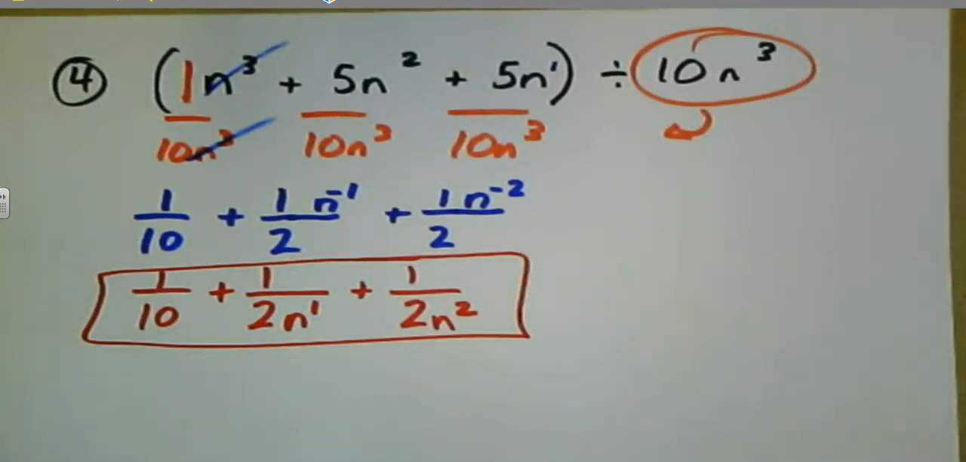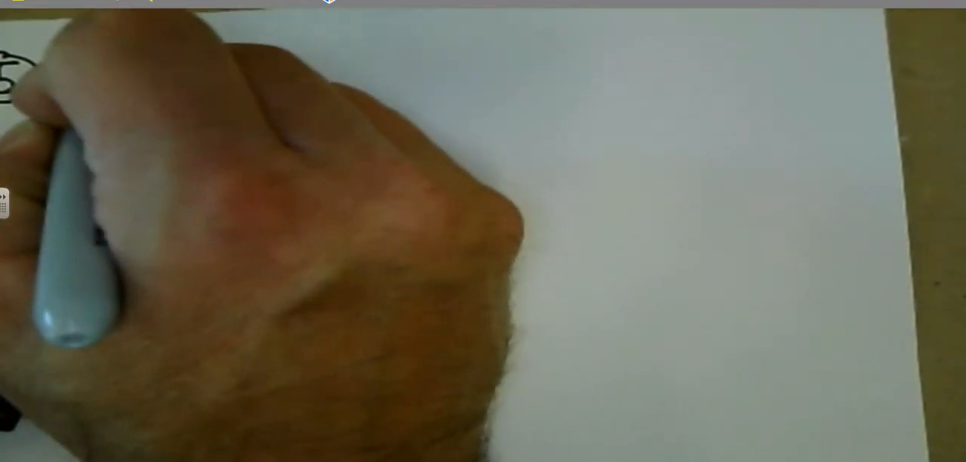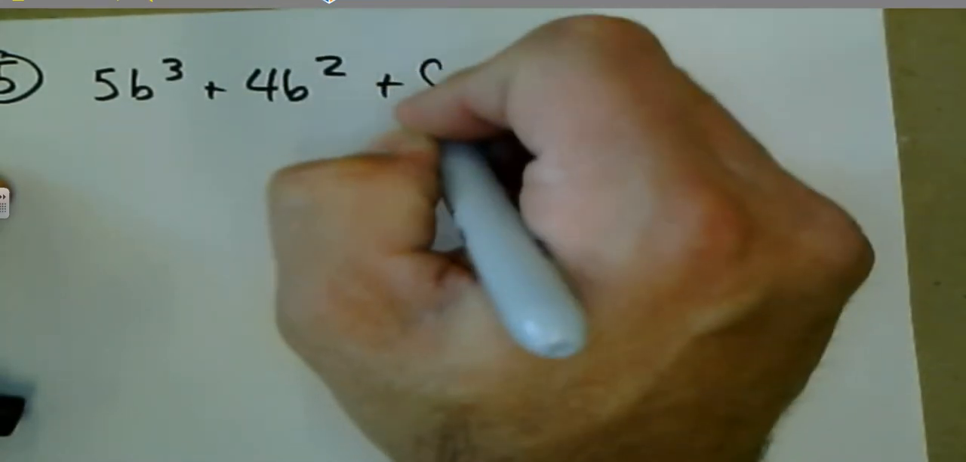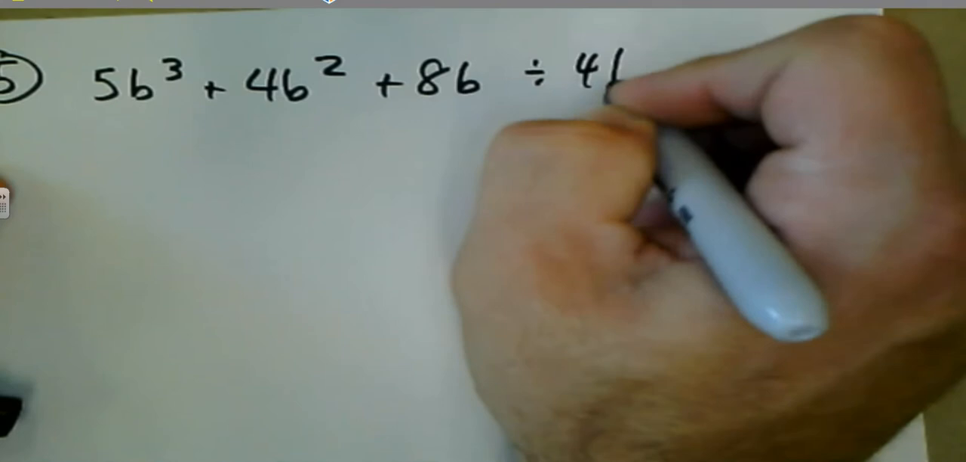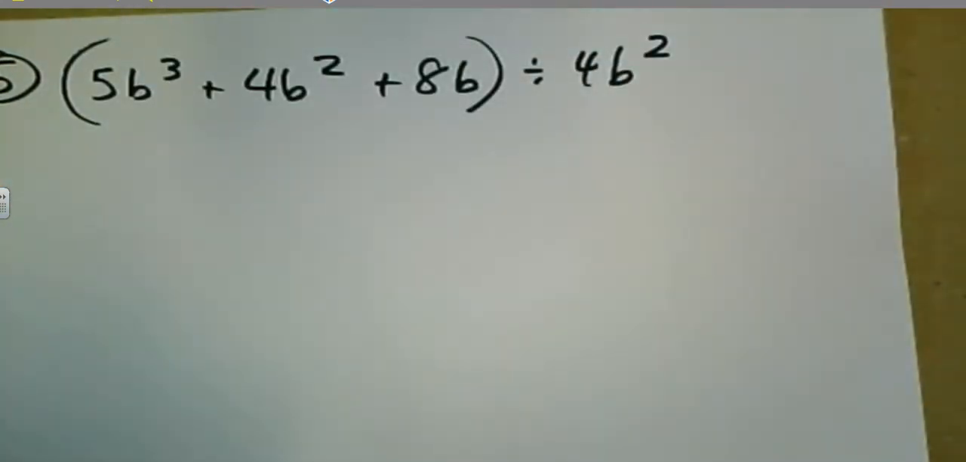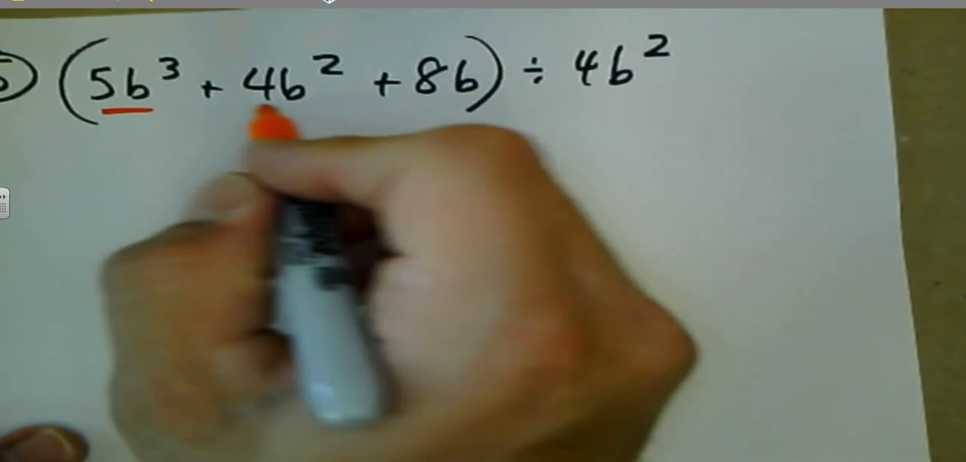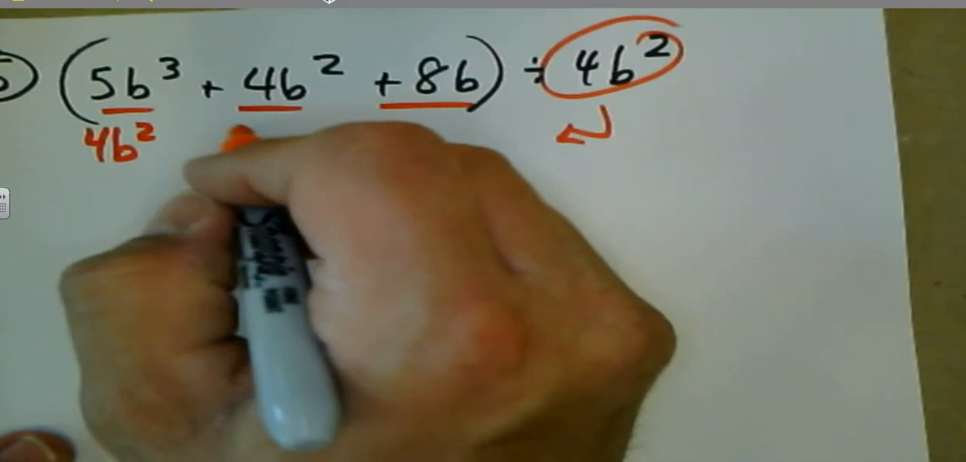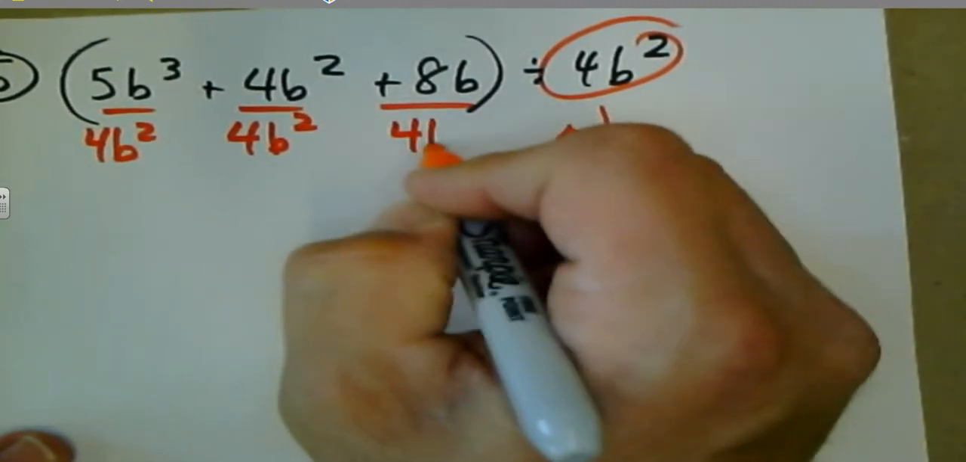We're going to do one more, just because I think that's a good one to do. Ready? Okay. We're going to look at 5. So number 5, we have 5b to the third plus 4b to the second plus 8b, all divided by 4b to the second. All right? Throw your lines, throw your number under, 4b to the second, 4b to the second, 4b to the second.